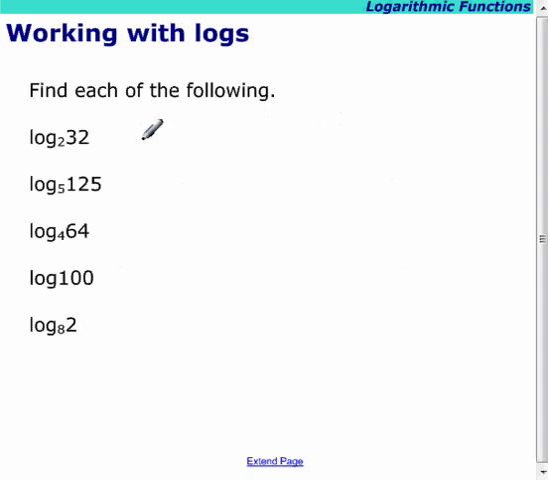So let's take a look at that, just looking at that definition. To what exponent must I raise 2 to get 32? Try that. I think it comes out to 5. 2 to the 5th should be 32. To what exponent must I raise 5 to get 125? I think it's 3. To what exponent must I raise 4 to get 64? I think it's 4. Oh, there's no base written on this one. If there's no base, we assume it to be base 10. To what exponent must I raise 10 to get 100? Right, the answer is 2.